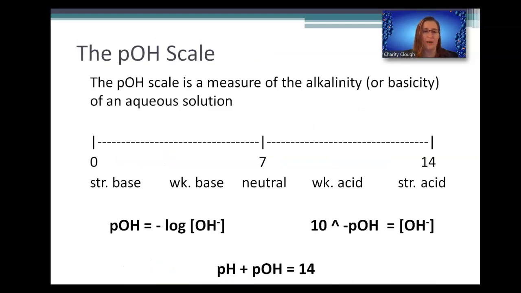Okay, so the pOH scale. We have the pH scale, which most of you had at least heard of before. The pOH scale is more specific to bases. Instead of looking at the concentration of hydronium ions, which is what you focus on when you talk about acids, we're looking at the concentration of hydroxide ions. So it's the exact same thing, except the scale is flipped.